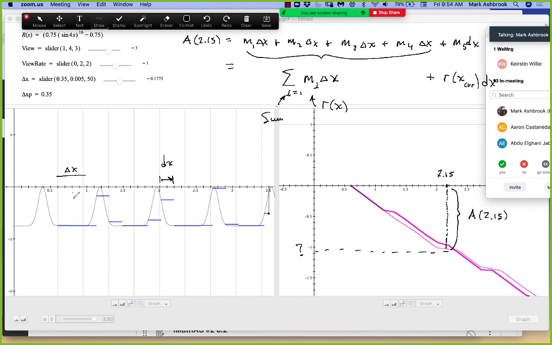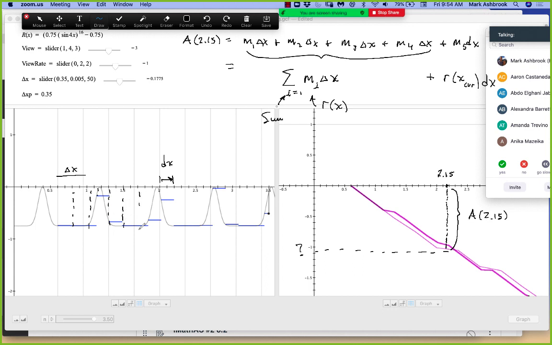So here are my intervals. There's 1, there's 2, there's 3. So here are my new intervals. For this interval, left side. For this interval, left side. For this interval, left side. Do you see it? Yeah, that makes sense.